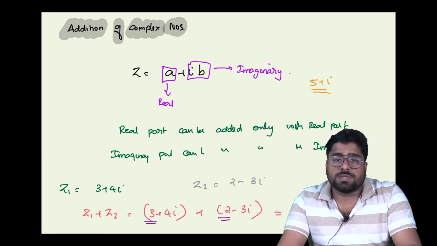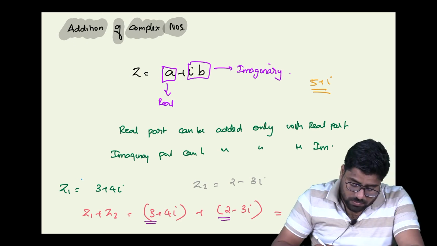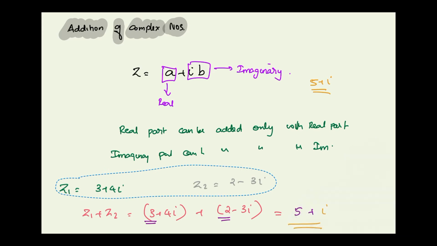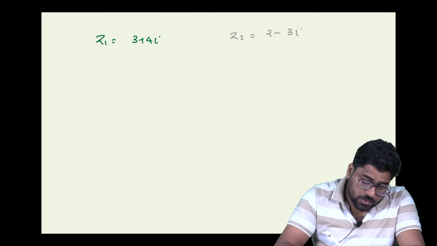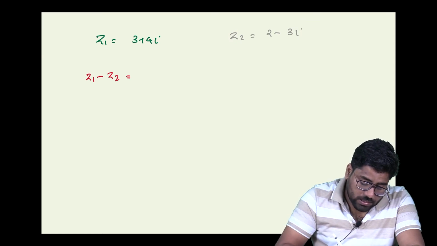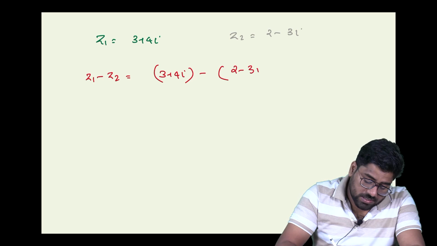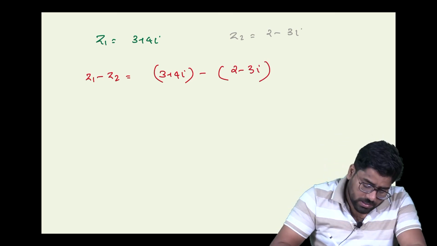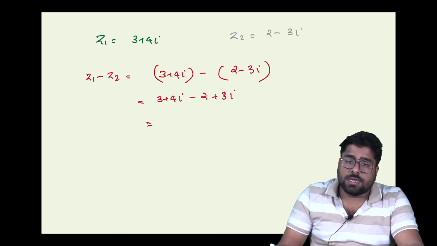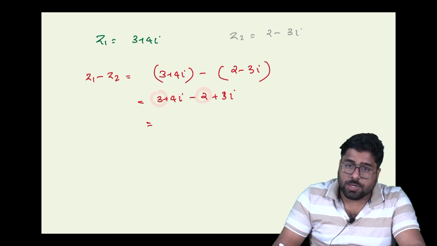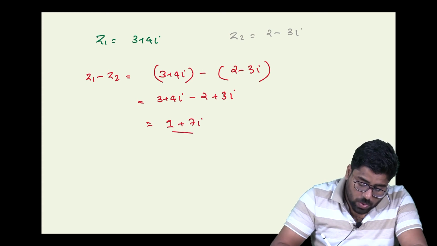Similar is the scenario for subtraction of complex numbers also. Let us try to find the subtraction of complex numbers. I am not taking any new complex numbers. Instead, I'll take these two complex numbers themselves. Say Z1 minus Z2. I'm going to find the value of Z1 minus Z2. You have Z1 equal to 3 plus 4i and Z2 equal to 2 minus 3i. When I open the bracket, it is going to become 3 plus 4i minus 2 plus 3i. You can consider the 3 and minus 2 together. So 3 minus 2 is going to be 1 and 4 plus 3 is going to be 7. So your answer is going to be 1 plus 7i.